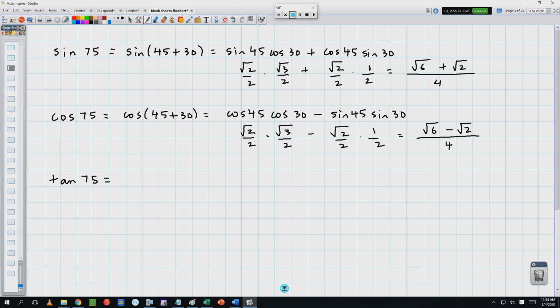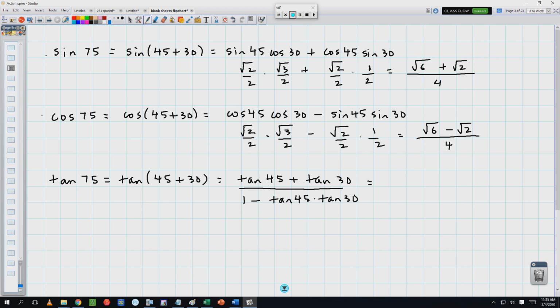Tangent of 75. Now, since I've done sine and cosine, I could just take those two answers and stack them. I'm going to use the formula, though, for tangent. It'll be the tangent of the first plus the tangent of the second one divided by 1 minus the product of those two tangents. Tangent of pi over 4 you should know is a 1.